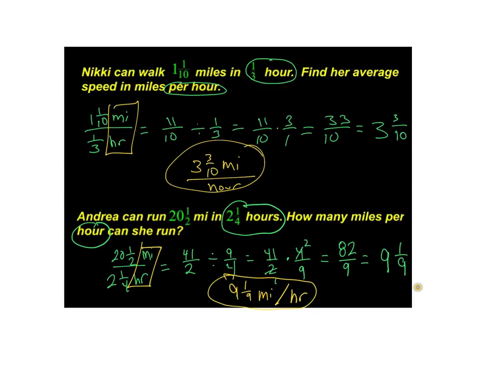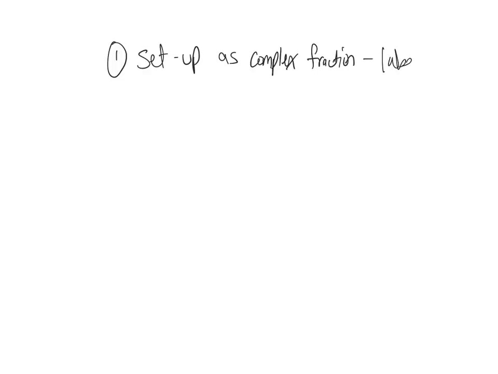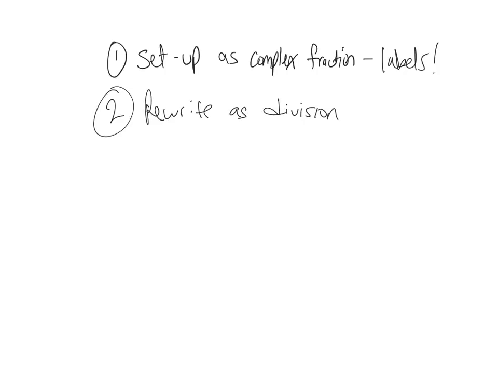All right, I think that's it for today. So key things to remember are, first of all, your setup. You want to set it up as a complex fraction or ratio, however you want to call that. Use labels. You need to make sure to label, because you see how important that label is going to be when you get your answer. 2, you're going to rewrite it the long way as a division problem. Don't just skip to multiplying by the reciprocal. I want to see that you understand how the fraction relates to turning it into division.